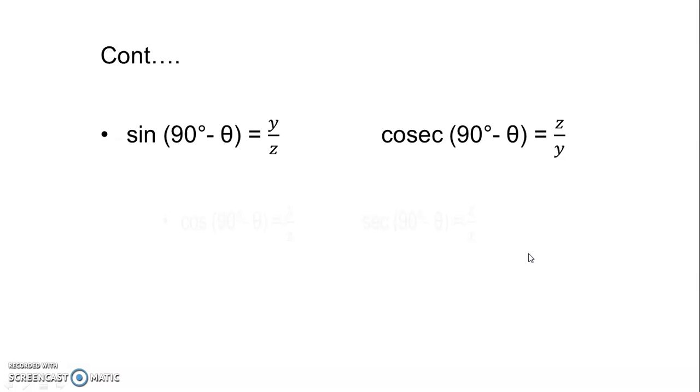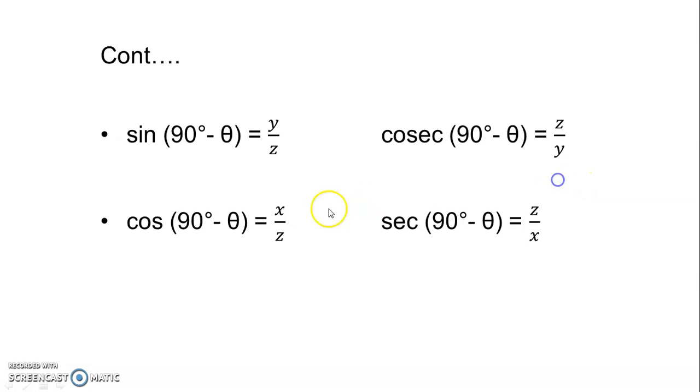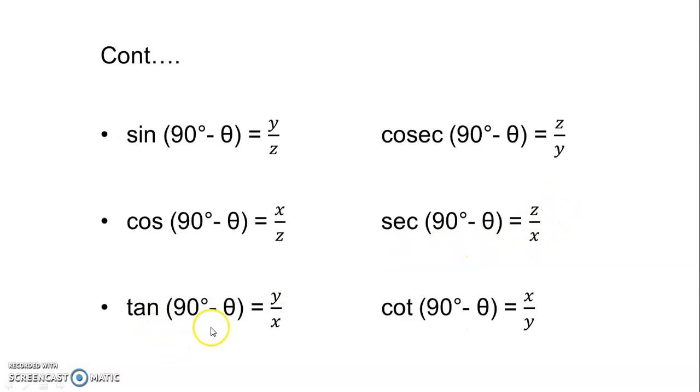So we can write some complementary angles here. Sin of 90 degree minus theta is equal to y by z. Cosecant of 90 degree minus theta is z by y. Cos of 90 degree minus theta is x by z, and secant of 90 degree minus theta is z by x. Tan of 90 degree minus theta is y by x. Cot of 90 degree minus theta is x by y.